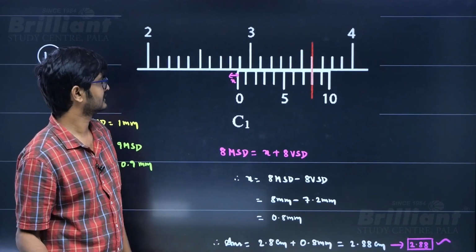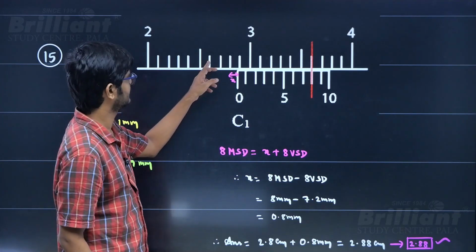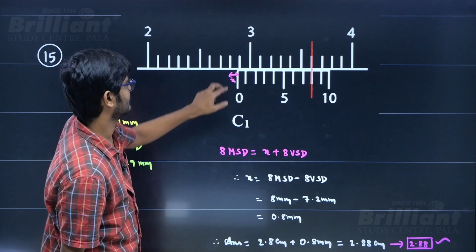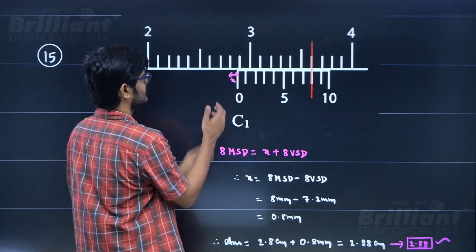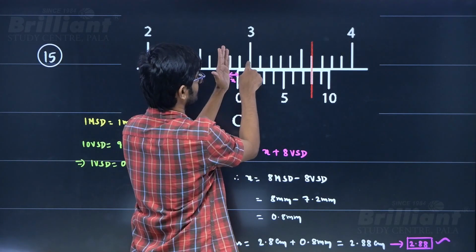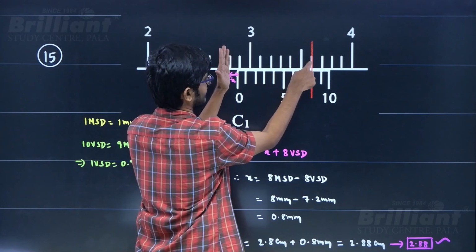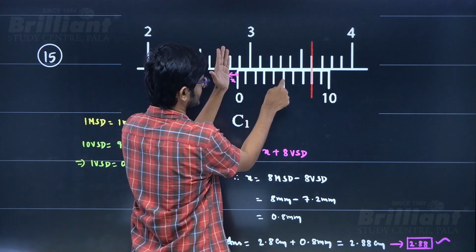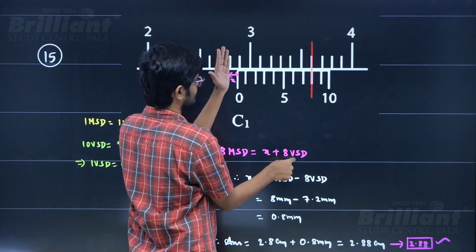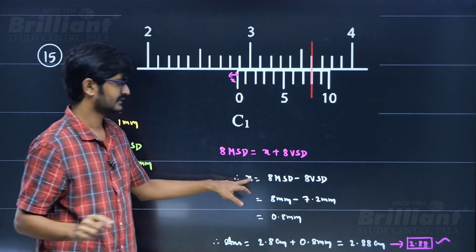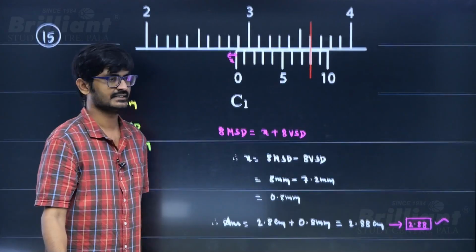Okay, vernier calipers. They have given the first figure. So you can see this is 2.5, 6, 7, 8. It is more than 2.5, less than 2.9. So we need to find what is that extra length. So the coinciding division is this one. So I will be measuring the length from here. 1, 2, 3, 4, 5, 6, 7, 8. 8 main scale divisions equals x plus 1, 2, 3, 4, 5, 6, 7, 8 vernier scale divisions. 8 main scale divisions equals x plus 8 vernier scale divisions. From there x will be 8 main scale divisions minus 8 vernier scale divisions.